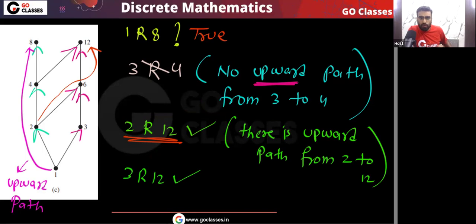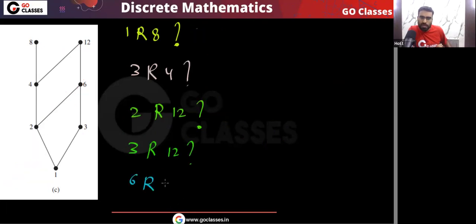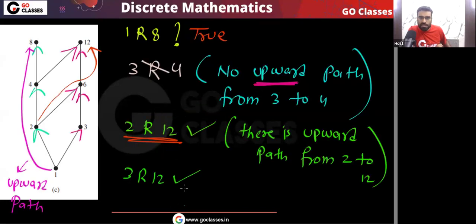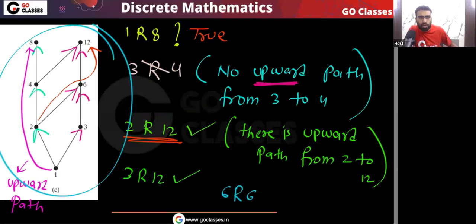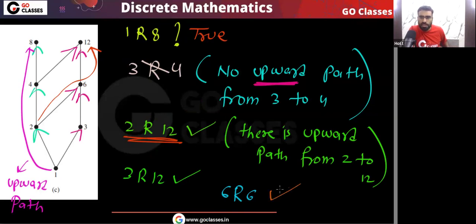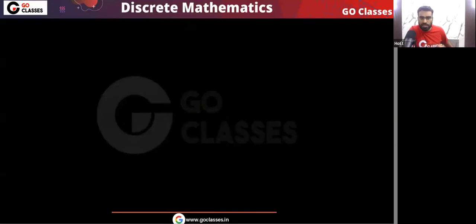I hope you understood. What about 6 related to 6? Can I say 6 is related to 6? Yes, of course, 6 is related to 6 because the Hasse diagram is created for a partial order relation. Every partial order relation is reflexive. So I can say 6 is also related to 6. Okay, so very simple points.